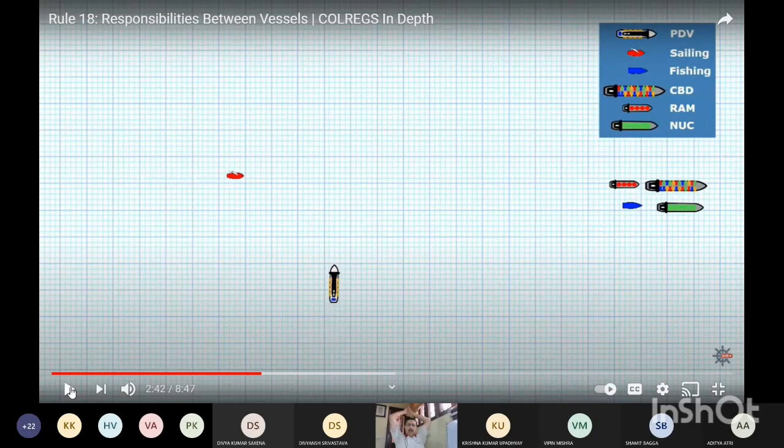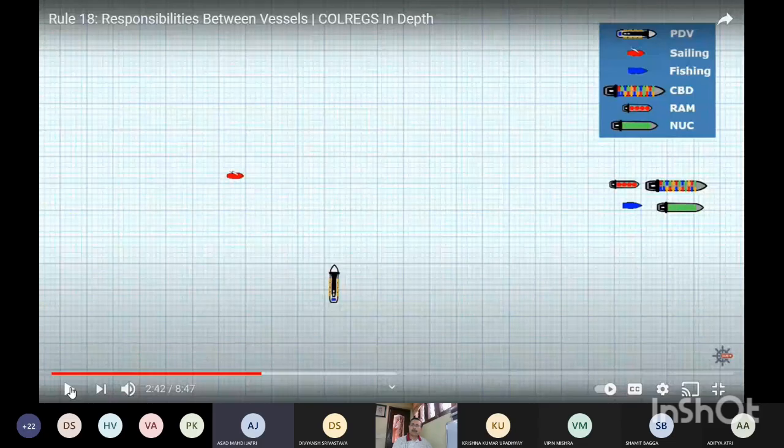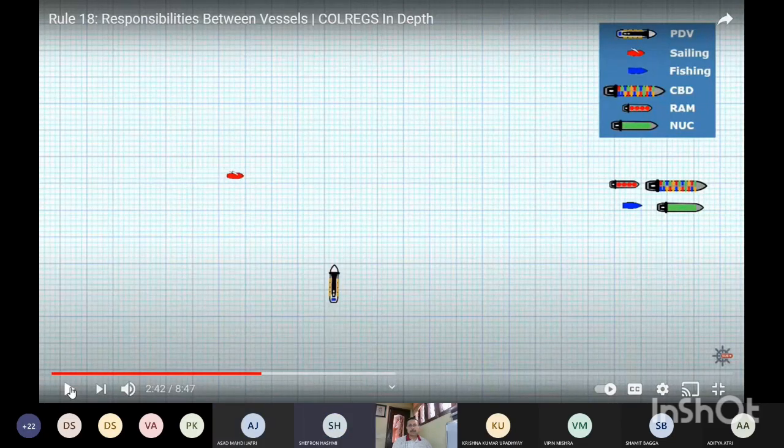Imagine you are at sea and you see this vessel 5 miles on your port bow, a sailing vessel. Don't we go to starboard? We can go, sir. But if the risk of collision exists, we won't go. Yes, sir, we can go. So according to Rule 18, we can go anyway to avoid collision.